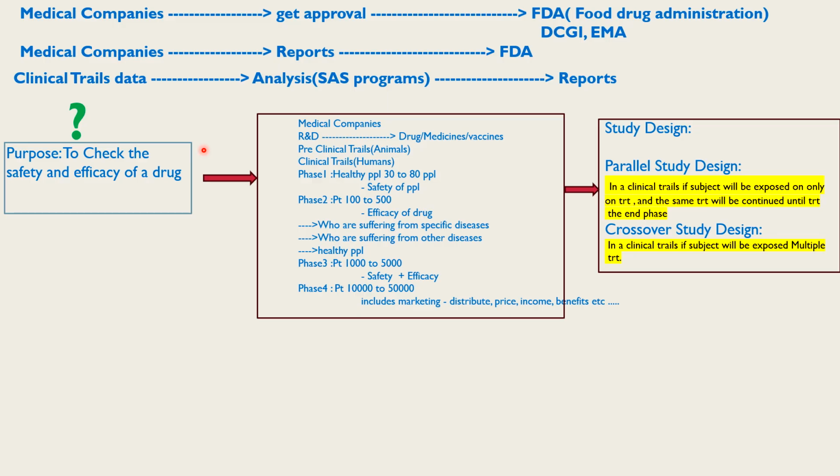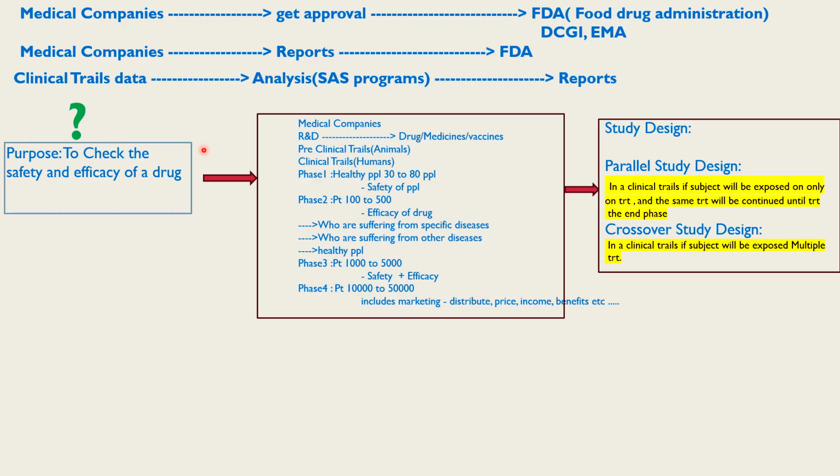Once the clinical trials data is collected, they will do the analysis. This analysis they will perform based on SAS programs. These are all the reports they are going to hand over to the FDA. Once the FDA approves, the drug goes to market. This entire process is done with clinical trials. So why do we have to do clinical trials? To check the safety and efficacy of the drug.